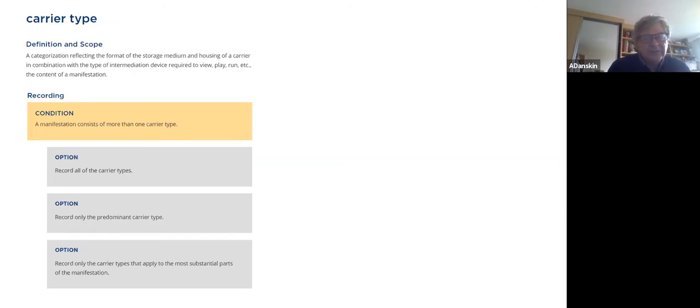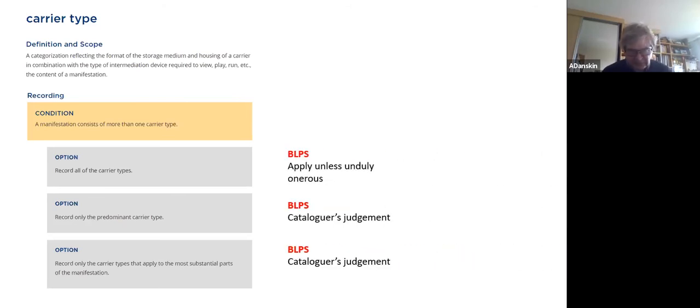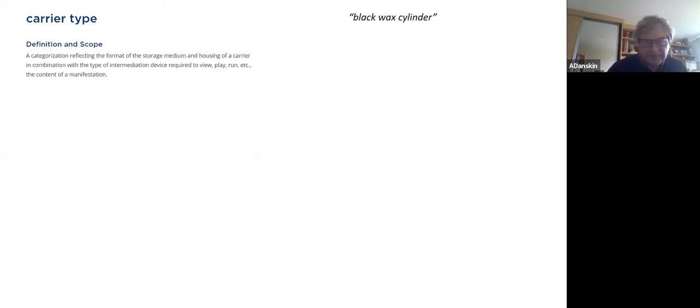And then we're moving on to carrier type. Again, we've got some instructions about how to record it and some conditions that we should apply. The condition is that if a manifestation consists of more than one carrier type, do one of these things. Our policy says we can do the first one unless it would be unduly onerous. Actually, the condition doesn't apply because we've only got one carrier type, and the carrier type we know is a black wax cylinder.